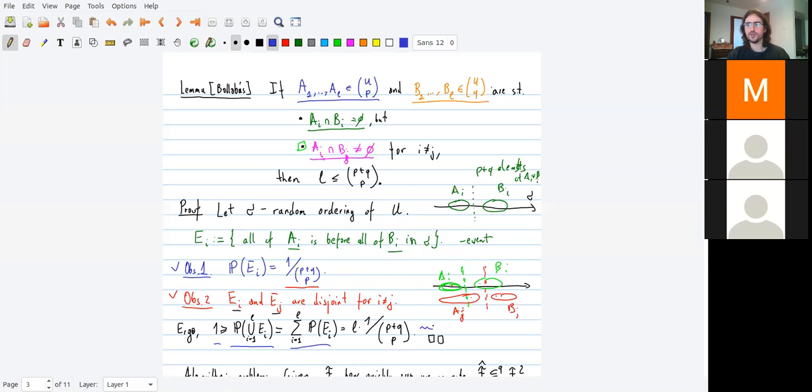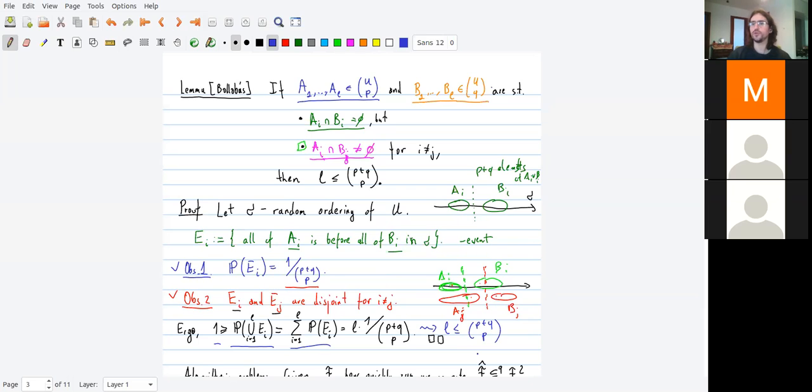So now from this, you see that L is at most P plus Q choose P. You simply cannot pack more than P plus Q choose P disjoint events into the probabilistic space when each of them has probability 1 over P plus Q choose P. Good. So this was the proof of Bollobás Lemma, which also proves our statement that I can always find a Q representative family of size P plus Q choose P.